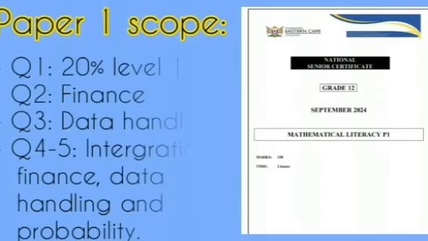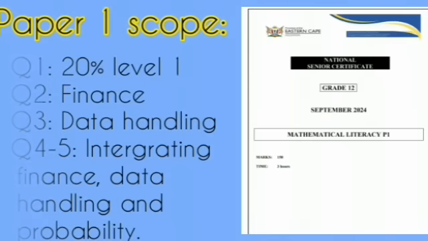Let us first start by outlining every single topic that you will find in your paper 1 question paper this coming exam season, according to the ATP of this year. In question 1, you're going to have 20% level 1 questions. I will explain further what those are. In question 2, you have finance. In question 3, you have data handling. In questions 4 and 5, we call this the integrated question, meaning they are a mix of topics. It's going to mix finance, data handling, and also include probability as part of those questions. So they're just going to be integrated.